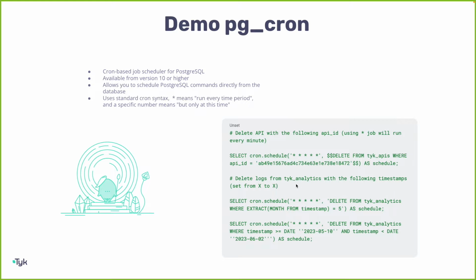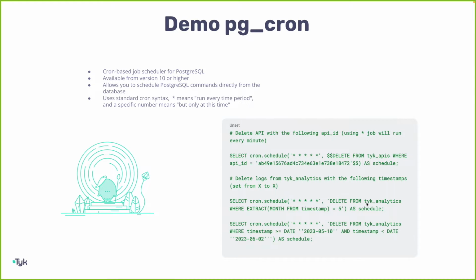Okay, so for example, from January to October or January to mid-year. It will delete from type analytics where extract month from the timestamp. Okay, so you can see 5 over there. So we're going to be deleting logs from the month of May as scheduled.